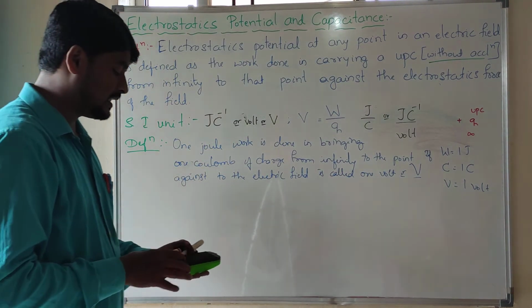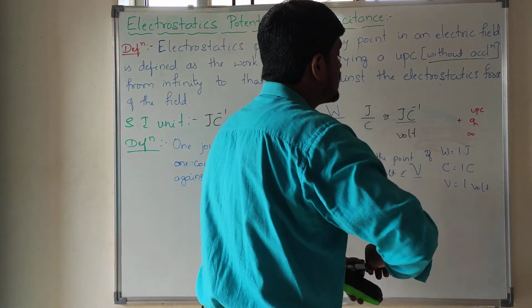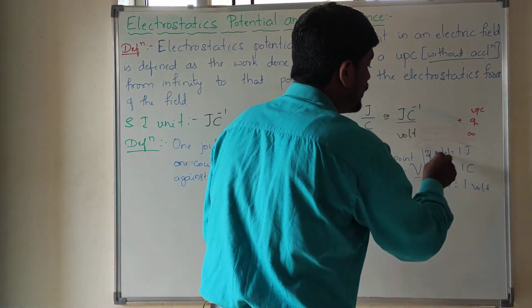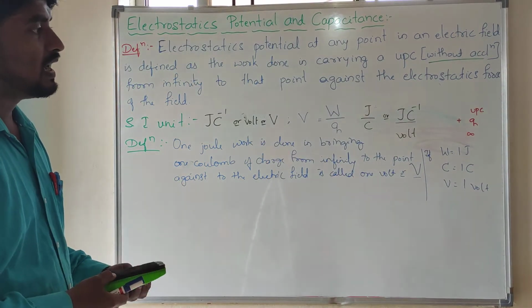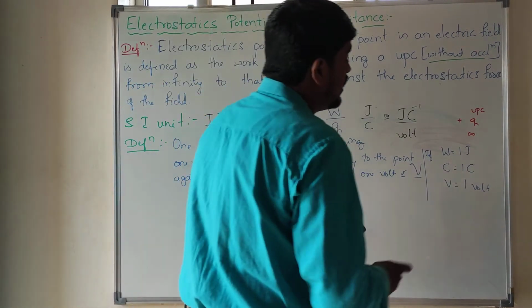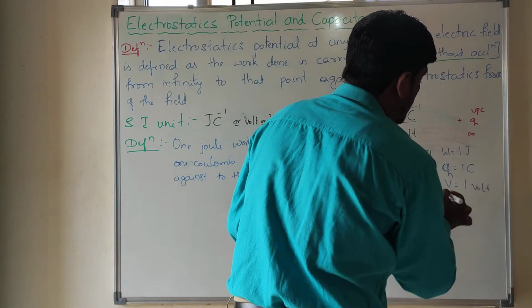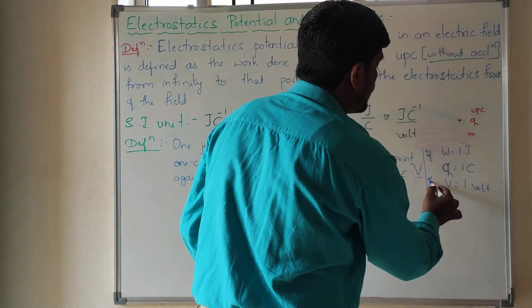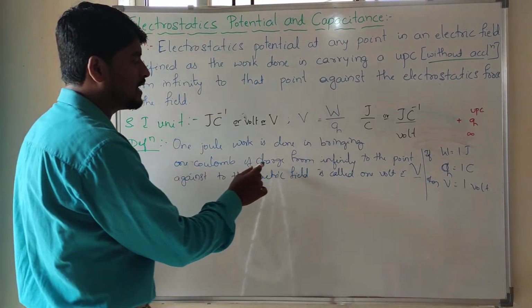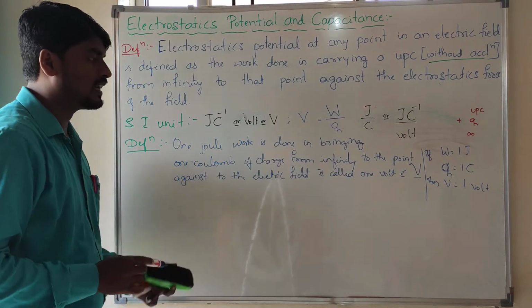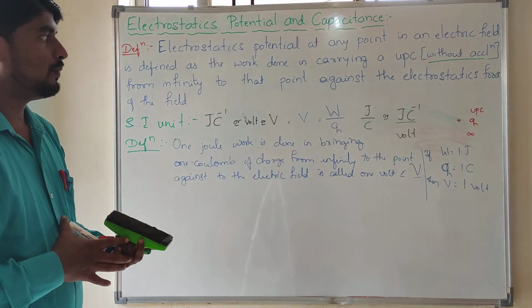So I repeat the entire definition once again. Suppose I put work done equal to 1 joule, charge equal to 1 coulomb, then V is equal to 1 volt. So that means 1 joule of work done in bringing 1 coulomb of charge from infinity to the point against the electric field is called 1 volt.